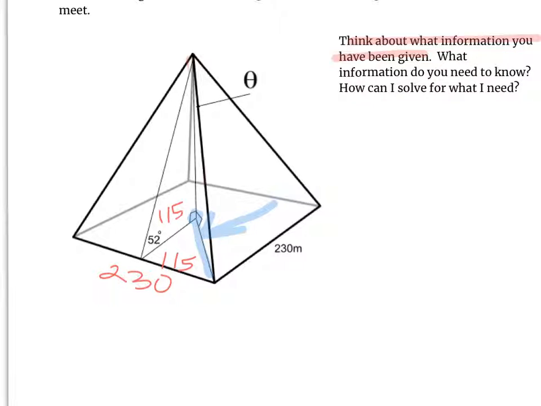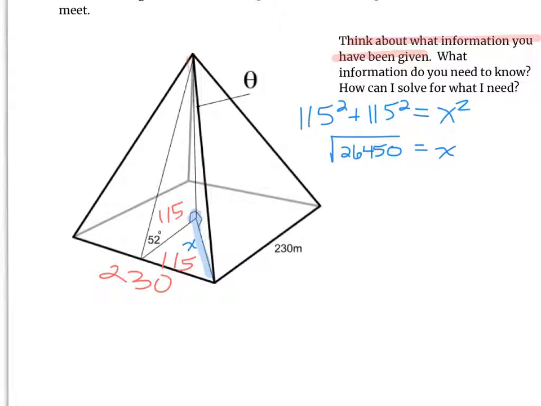Well, that's just the Pythagorean theorem. So it's 115 squared plus 115 squared. Take the square root of that to find x. In this case, we're just going to go ahead and use a decimal. I'm going to round to the first decimal place. So I'm going to say that this x distance here is 162.6.